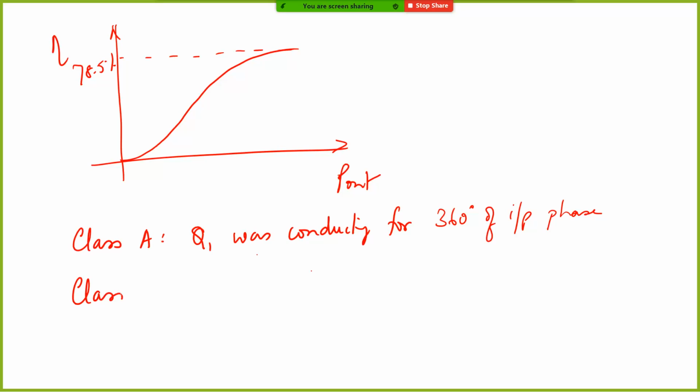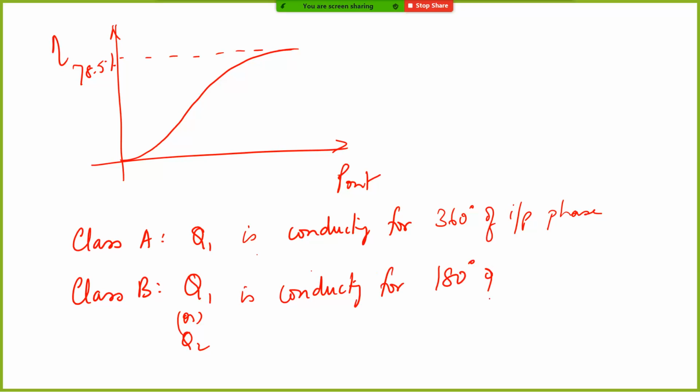Whereas in class B, you see that Q1 or Q2 is conducting for only 180 degrees of the input signal. This is the characteristic of class B. So only for one half cycle, you can say that a phase of 180 degrees only it conducts. So that is how class B is defined.